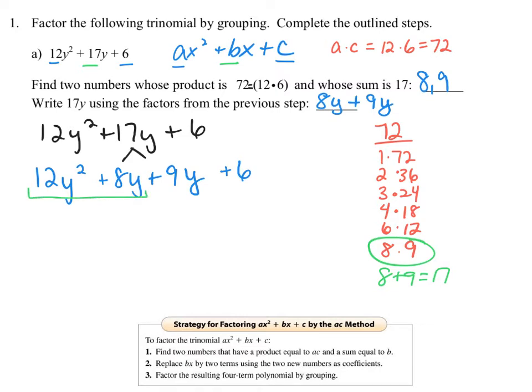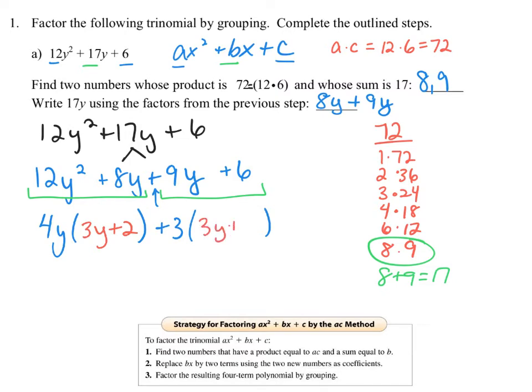I'm grouping the first two terms and the last two terms together like we did in the previous section, and we find the GCF for each group. The greatest common factor of 12y squared and 8y is 4y. So I'm going to factor out the 4y, and then the greatest common factor of the last two terms, 9y plus 6, is plus 3. And I factor out a plus 3 because this sign here is a positive. When you factor out 4y from the first two terms, you are going to have 3y plus 2. When you factor out 3 from the last two terms, you're going to have 3y plus 2.